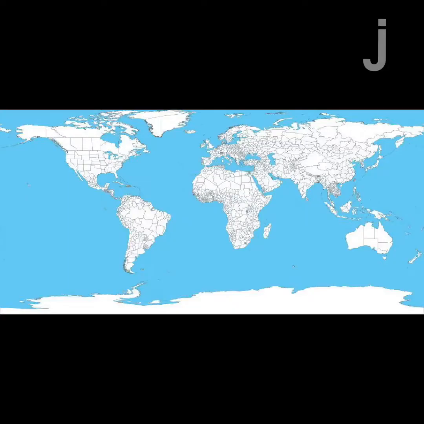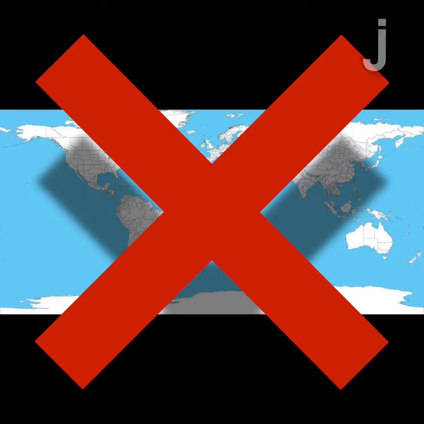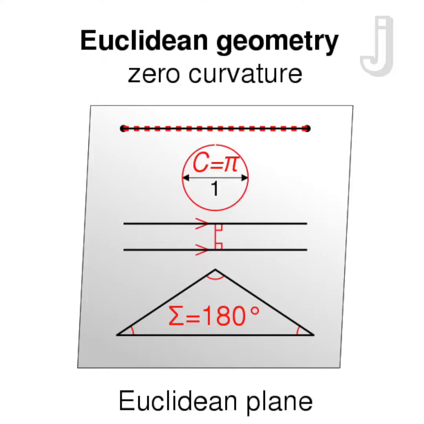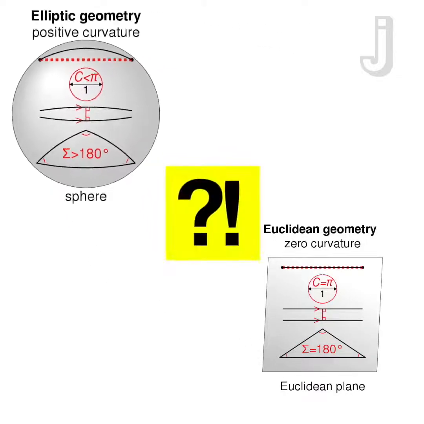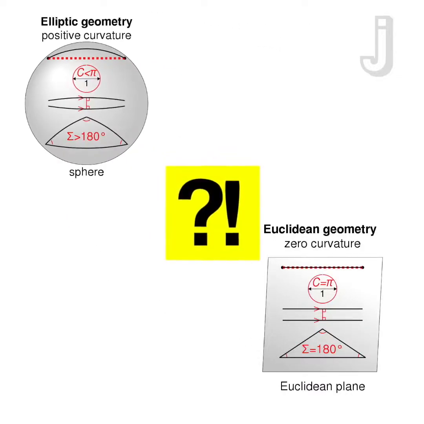I hate to be the one to tell you this, but the world probably doesn't look like what you think it does. Let me explain. Geometry on flat surfaces and geometry on spheres doesn't work the same way, and this leads to some weird things.